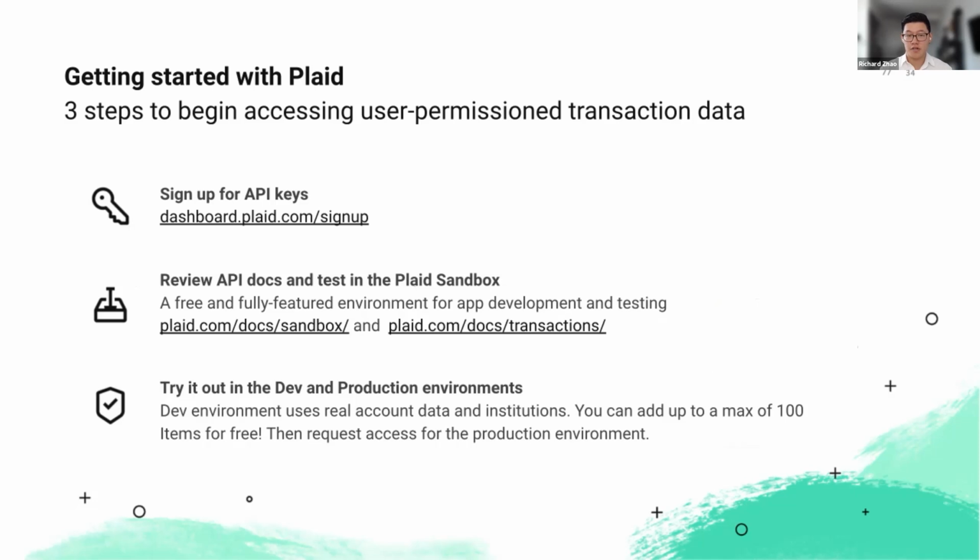Right, so you can get started with just 3 easy steps. First, sign up for API keys at the link provided here. You can then review our API documentation and play around in the sandbox. And lastly, you can hook up your development environments. So this does indeed work with real account data and credentials up to a max of 100. And once you're ready for prime time, you can request access for production. And that is it, 3 easy steps.